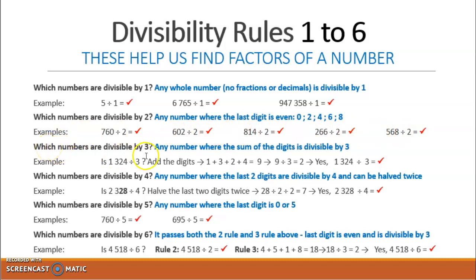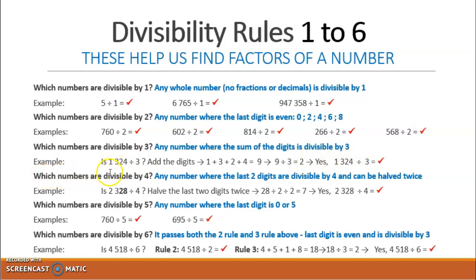Which numbers are divisible by 3? Any number where the sum of the digits is divisible by 3. For example, 1,324. We take the 1, the 3, the 2, the 4, we add them together and we get 9. You divide the sum of digits by 3. 9 divided by 3 is 3, so there's no remainder, which makes 1,324 divisible by 3.